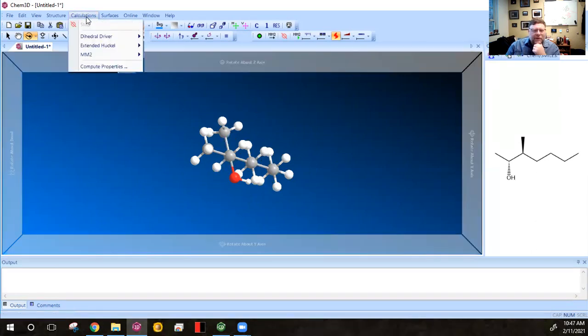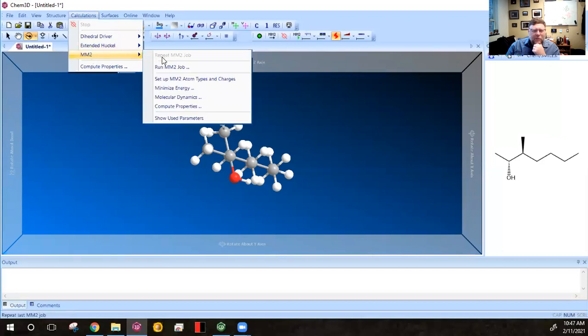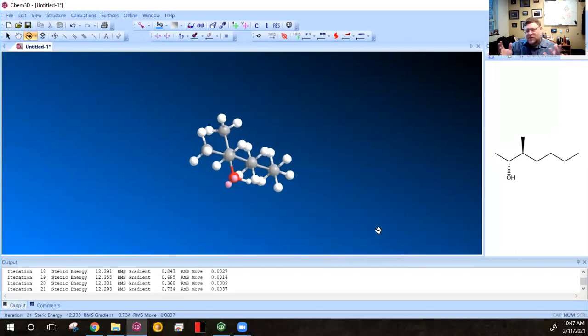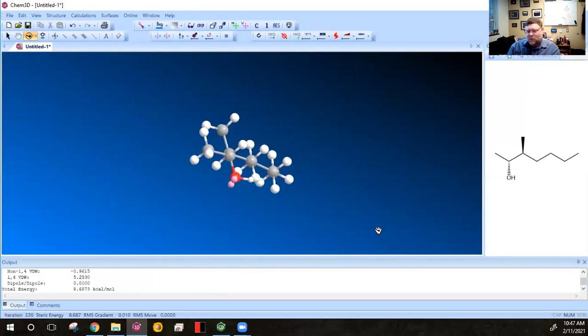I'm going to go up here to calculations, MM2, and just say minimize the energy. Just click run on that. Don't worry about all the stuff. All that's going to do is a real simple calculation, trying to put the atoms where they would be the most stable. Clean up the structure that's imported from ChemDraw. But you need to do this if you're going to use the next tool, which I hope works. The next tool is not always super accurate, but it's interesting.